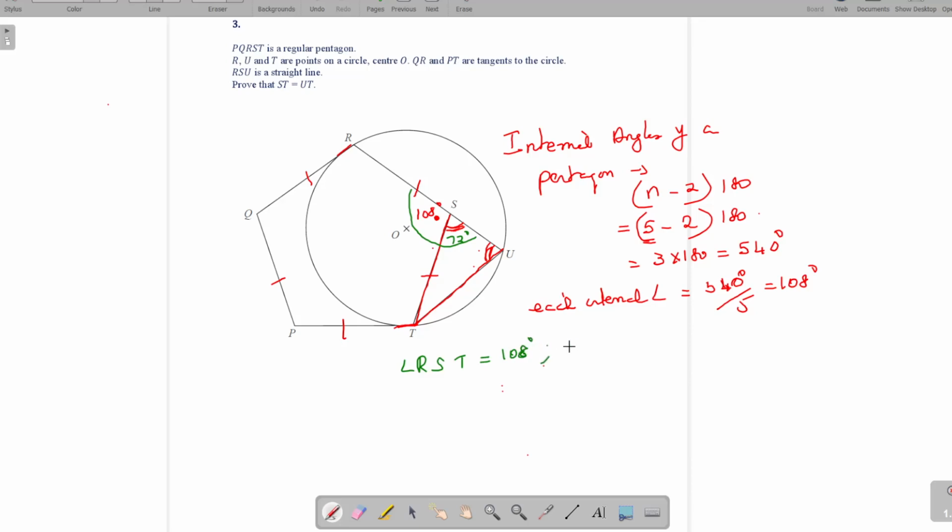Therefore TSU is 180 minus 108, which is 72. So we worked out one angle. Now we are going to work out this angle.